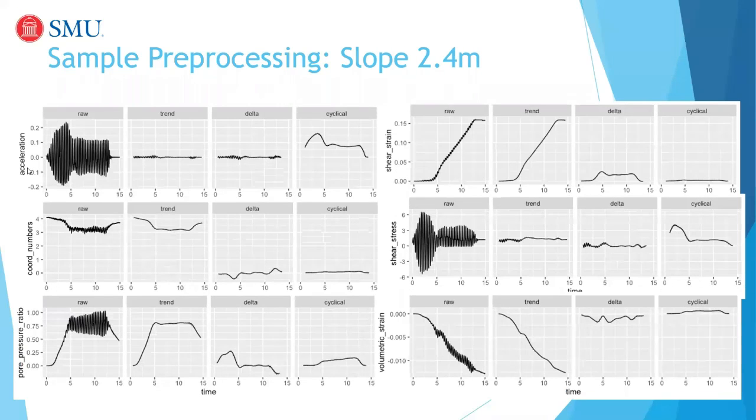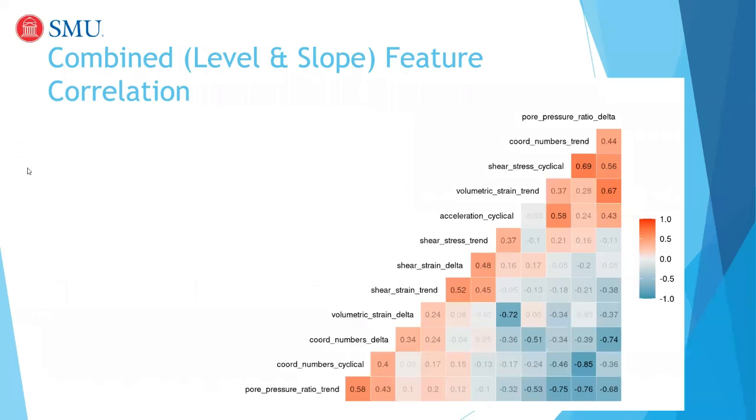We did the same thing for the slope. And of course, this is only for one depth. We repeat the same data processing for every single depth location.